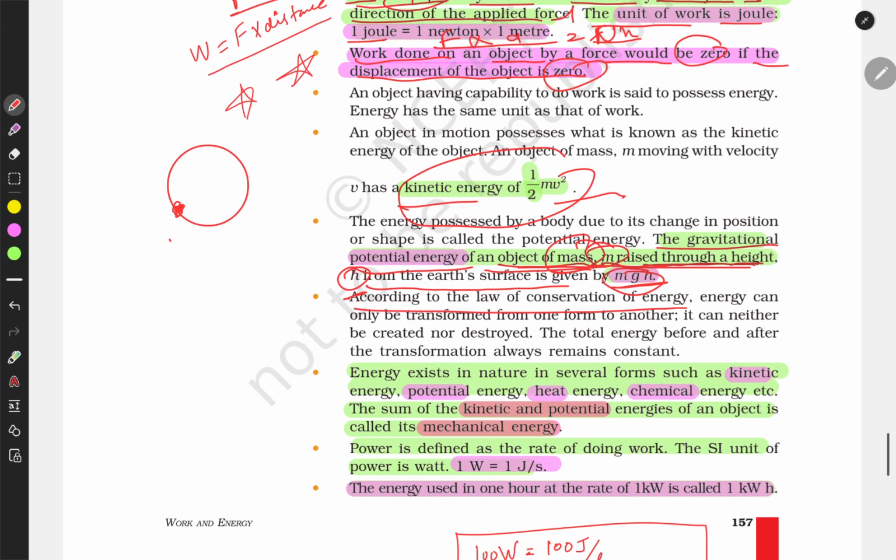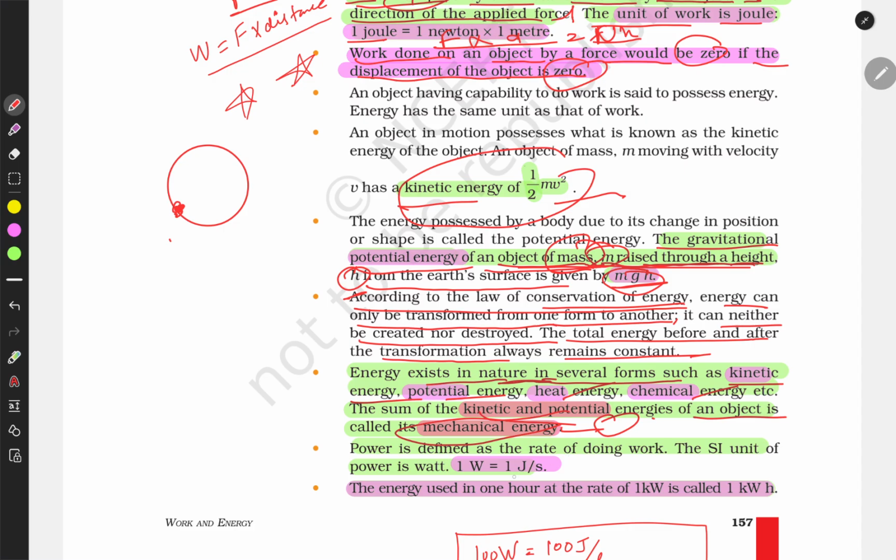According to the law of conservation of energy, energy can only be transformed from one form to another form. It can neither be created nor be destroyed, and the total energy before and after the transformation always remains constant. Energy exists in nature in several forms such as kinetic, potential, heat energy, chemical energy. The sum of the potential and kinetic energies of an object is called its mechanical energy, and it remains constant.